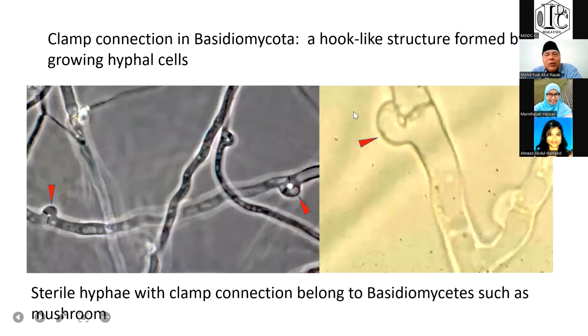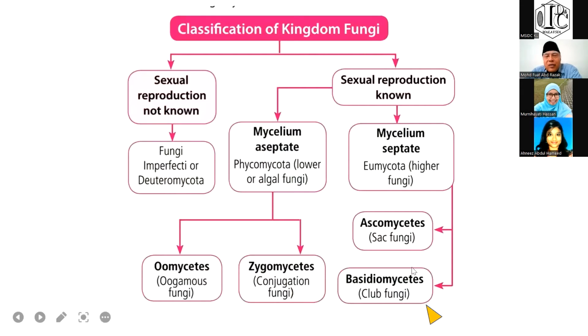But you probably see this structure, we call it the clamp connection. It's a hook-like structure formed by growing hyphal cells. If you see this clamp connection, then the fungus is Basidiomycota, such as mushrooms. So this is the Basidiomycota, basidiomycete. Actually, I think more than half of the fungi identified in the world today are in this group. It's a very big group of fungi.